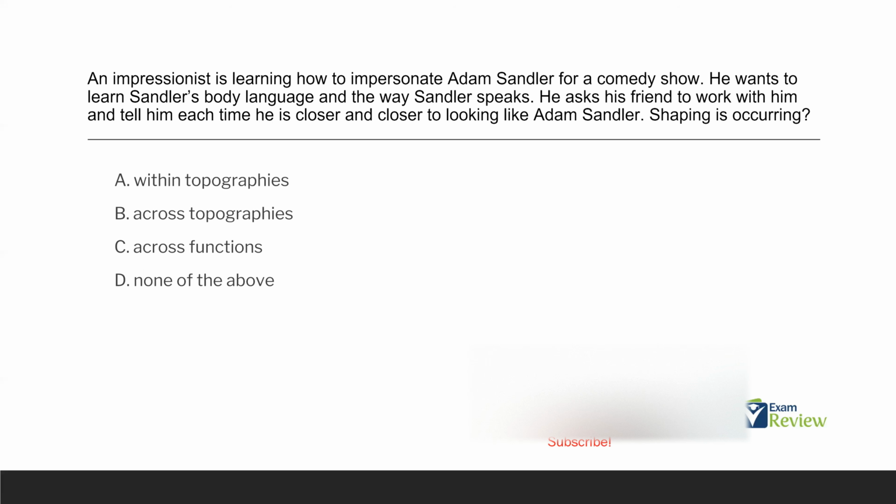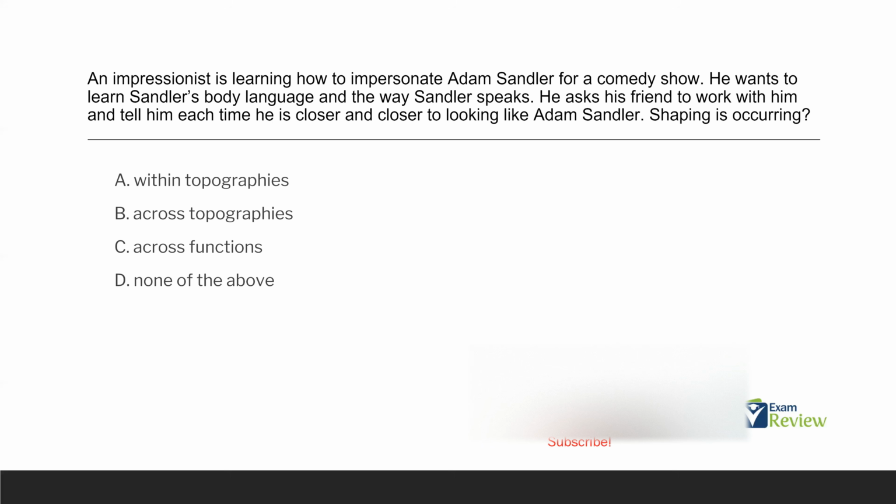Within topographies, you're assuming we already have the target behavior we want. We just need to change a dimension of the topography, maybe the magnitude, the latency, or the rate. We need to do something with the behavior that already exists. We're not necessarily changing how it looks. We're changing a dimension. In this case, we need to continually change how that behavior looks, so we're shaping across different topographies each time, creating brand new responses and new response topographies.